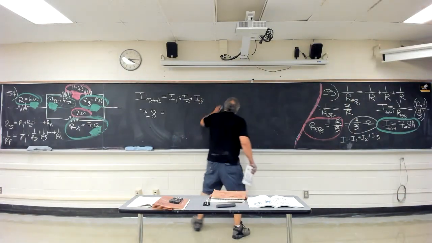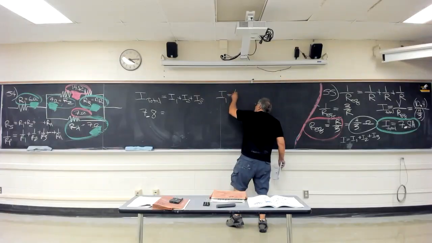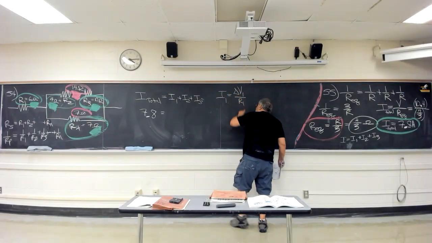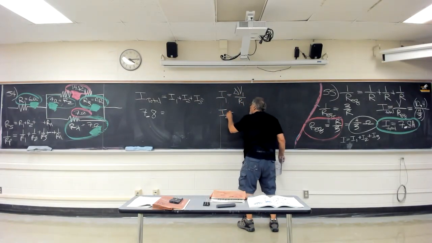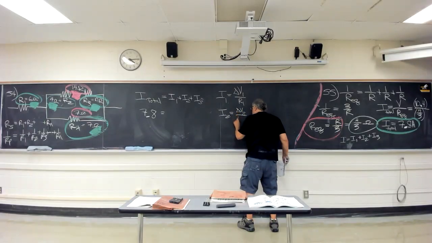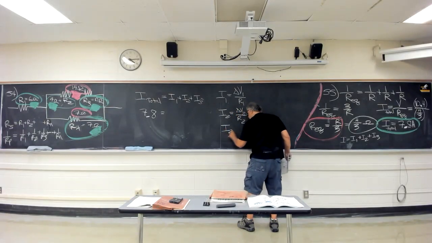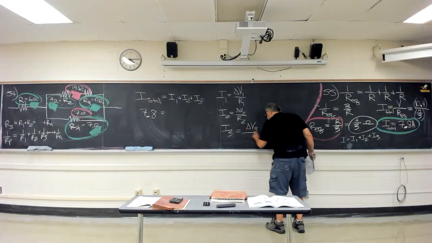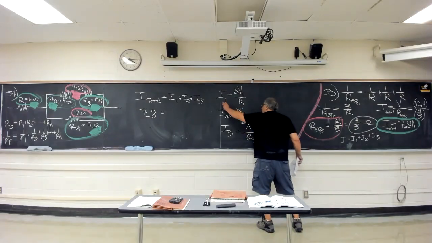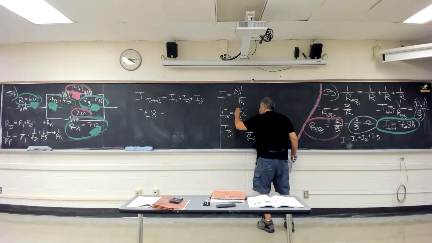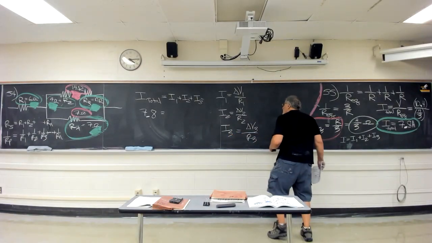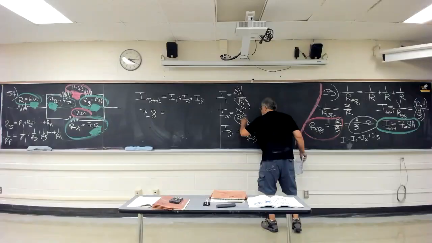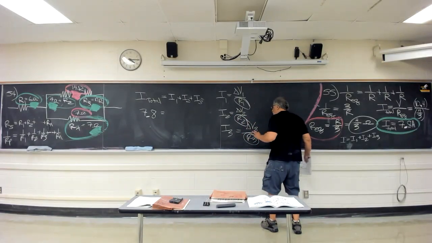Why are they equal? I1 is delta V1 over R1. I2 is delta V2 over R2. I3 is delta V3 over R3. R1, R2, and R3 are all equal to 4 ohms. Each one is equal to 4 ohms.